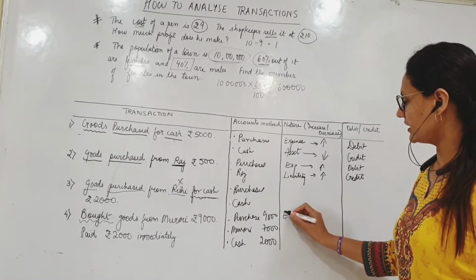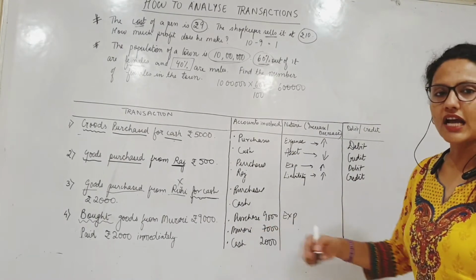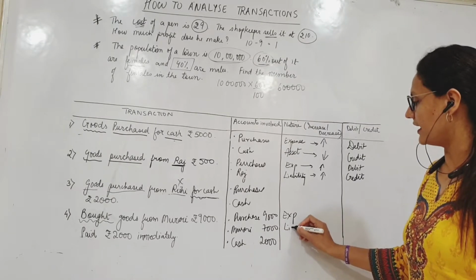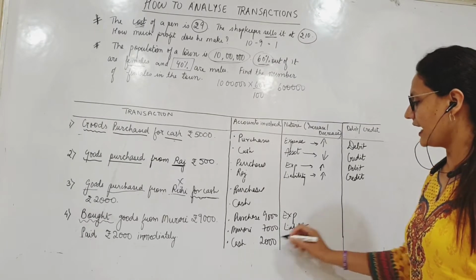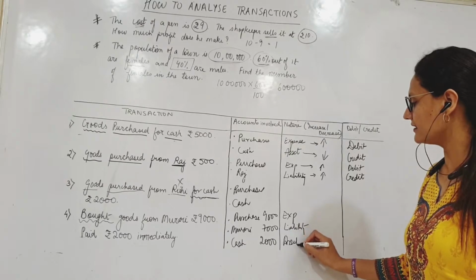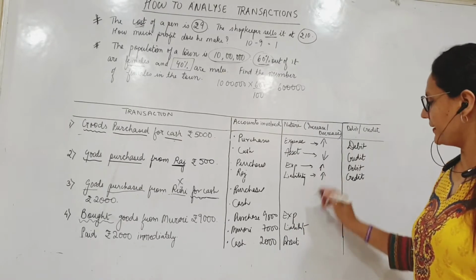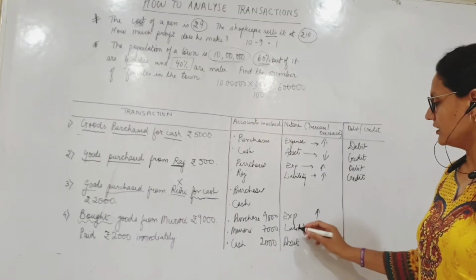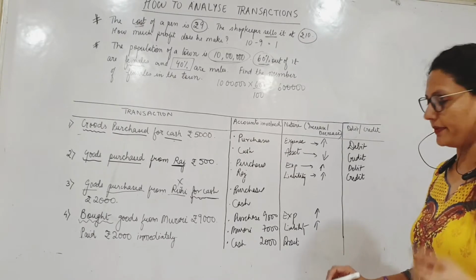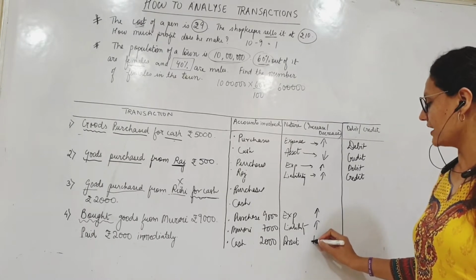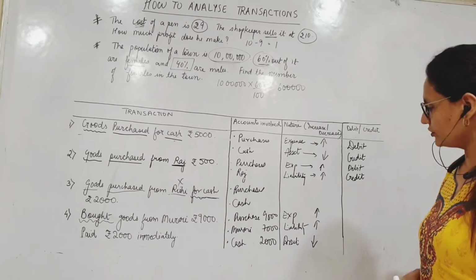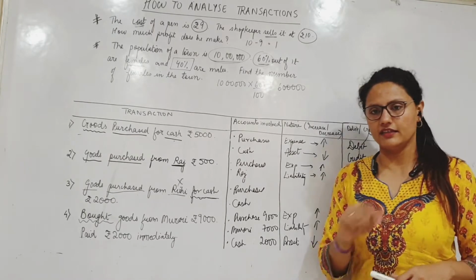You already know that purchase is an expense. Murari is my creditor, so it's a liability. And cash is my asset. Right? Expense बढ़ रहा है और purchase हुआ. Liability बढ़ रहा है, Murari को पैसे दे रहे हैं. Asset जो cash है वो कम हो गया. So 2 accounts are increasing, 1 is decreasing.